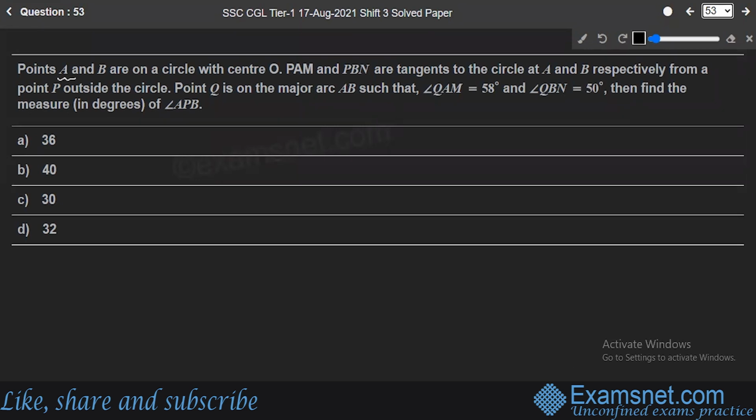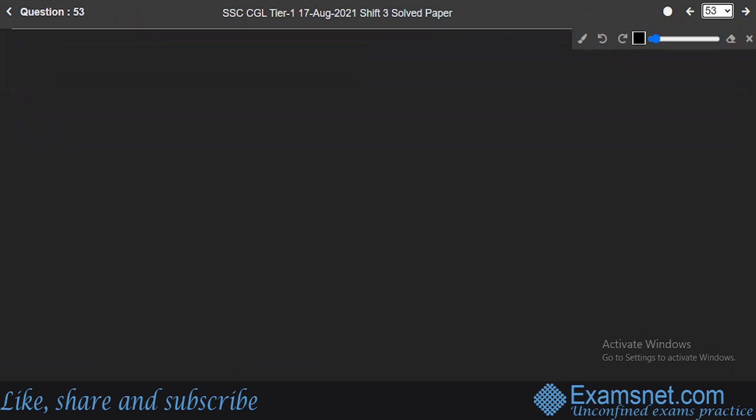Question number 53. Points A and B on a circle with center O. PAM and PBN are two tangents to the circle at A and B respectively from an external point P. Let's make the figure first. So here is the circle, right? Let there be 2 points A and B over here. This is point A and this is point B. And this one be the center of the circle. Let's mark it as O.